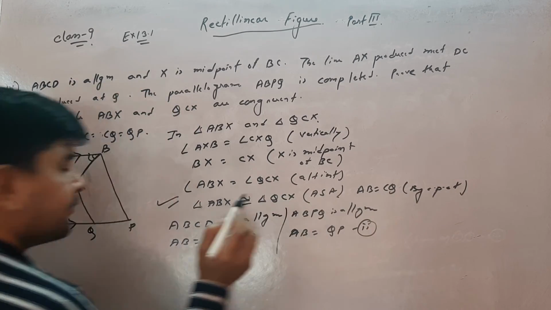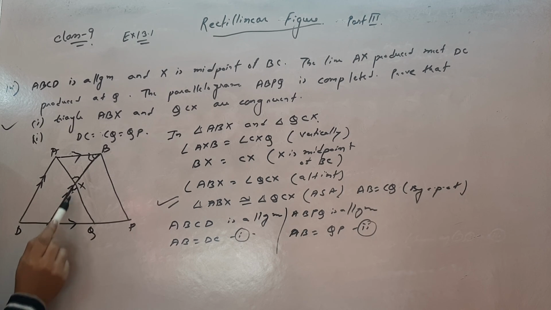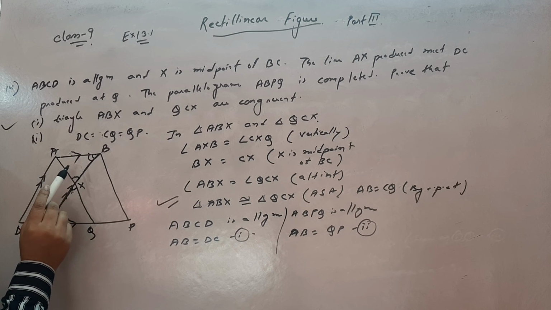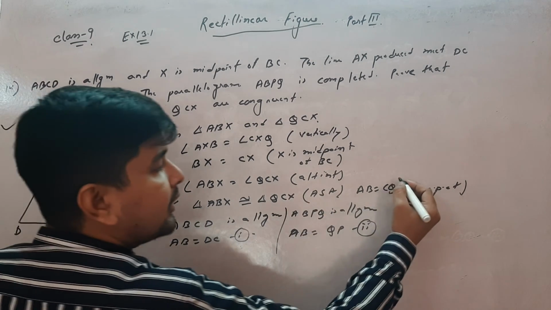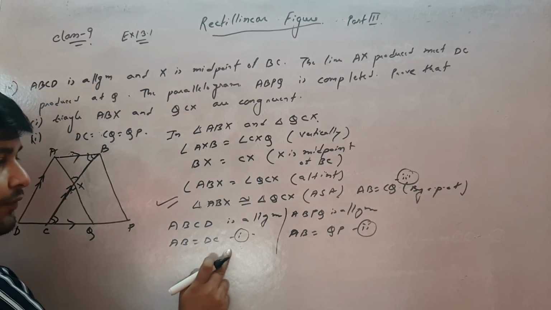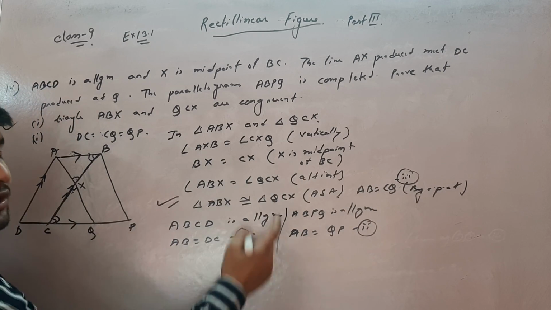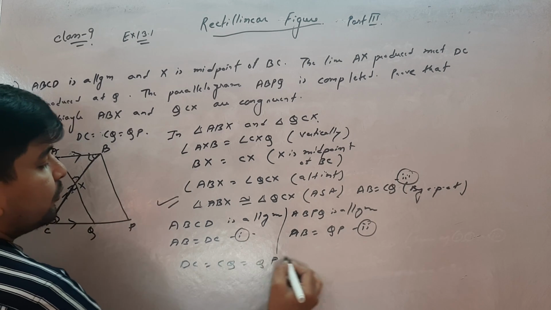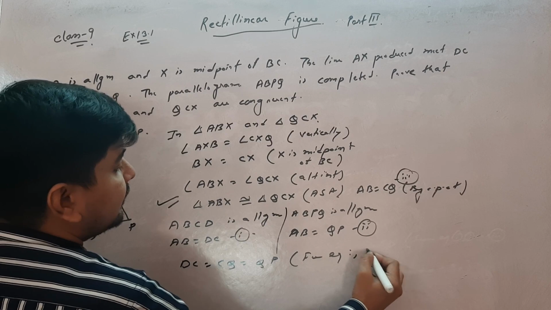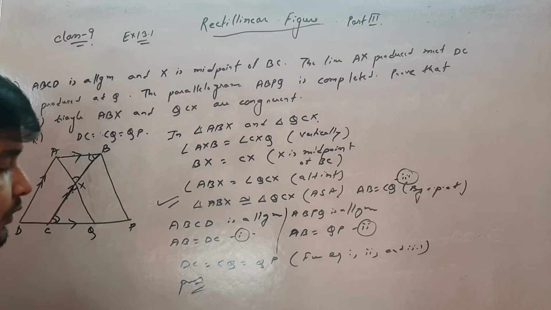You know that very well, CPCT, because when you prove congruency, these two angles are taken, so the side opposite this angle and the side opposite this angle, these two sides are equal by CPCT. AB and CQ are equal. Equation 3. So from equations 1, 2 and 3, DC equals CQ equals QP. Proved. Note it down.